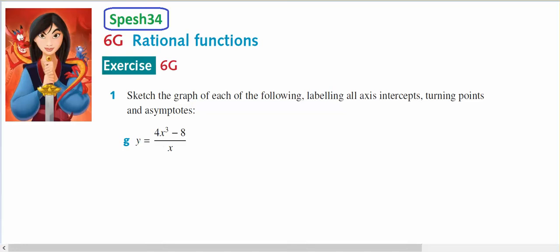This is for Year 12 Specialist. It comes out of 6G, question number 1G. So I've got y equals this cubic divided by this linear.